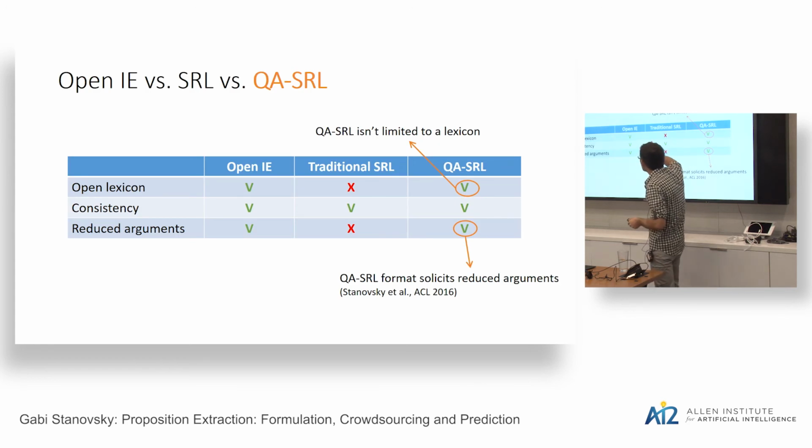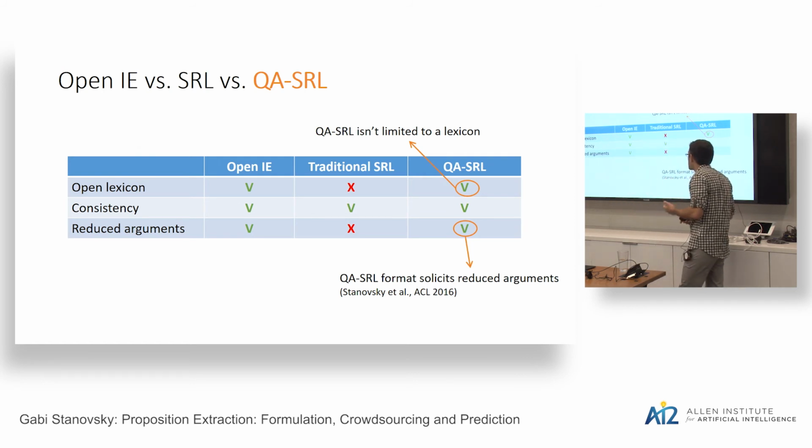So there is some connection between OpenIE and traditional SRL across these different requirements that we want. But it lacks an open lexicon. If you look at traditional SRL, you have some grounding, and the arguments by themselves are not reduced. As I've shown in previous slides, you tend to annotate a complete syntactic constituent, so by their nature, they're not minimal.